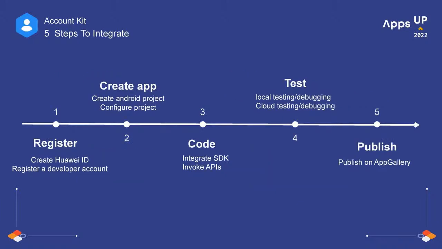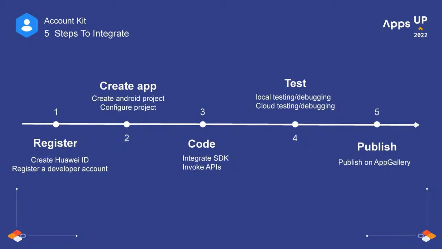Okay, enough with that. Now let's go ahead and learn how to integrate Account Kit. So the integration will happen in 5 steps. First, you will need to register and apply for a Huawei developer account. Registration is completely free, unlike other platforms.